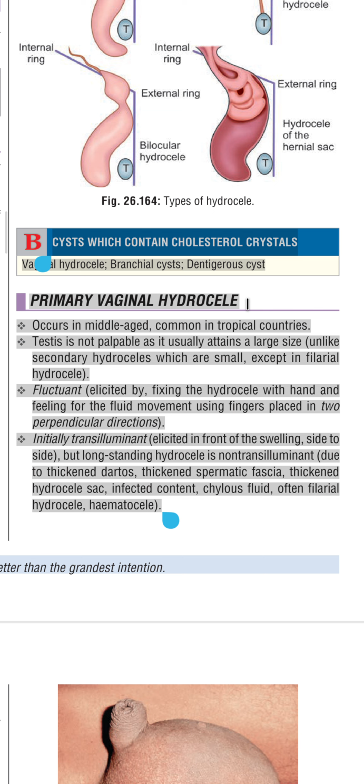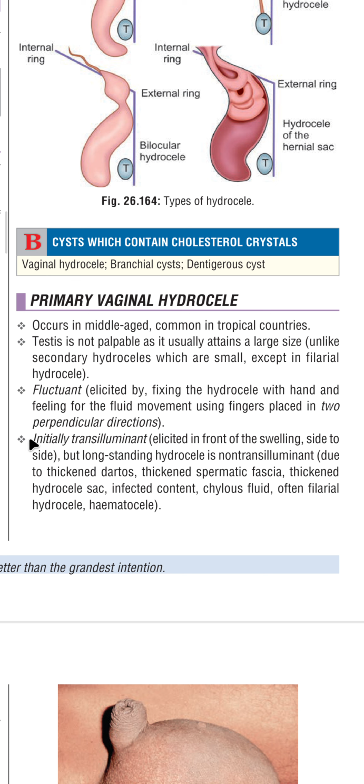Primary vaginal hydrocele occurs in middle-aged, common in tropical countries. Testis is not palpable as it usually attains a large size, unlike secondary hydroceles which are small, except in filarial hydrocele. Fluctuant, elicited by fixing the hydrocele with hand and feeling for the fluid movement using fingers placed in two perpendicular directions. Fig. 26.1.